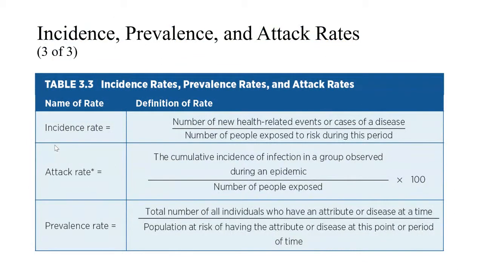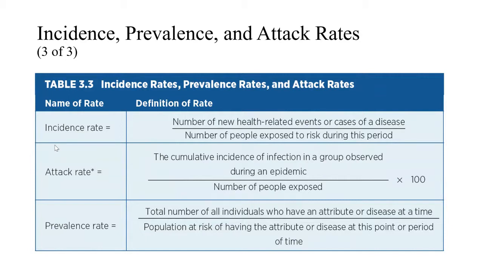So here are just some equations for the different rates that I just spoke about. You can see, incidence is the number of new health-related events of a case or a disease divided by the number of people exposed. Attack rate is the cumulative or total number of the infection divided by the number of people exposed. And prevalence is really the number of all individuals who have the disease divided by the people in that population.